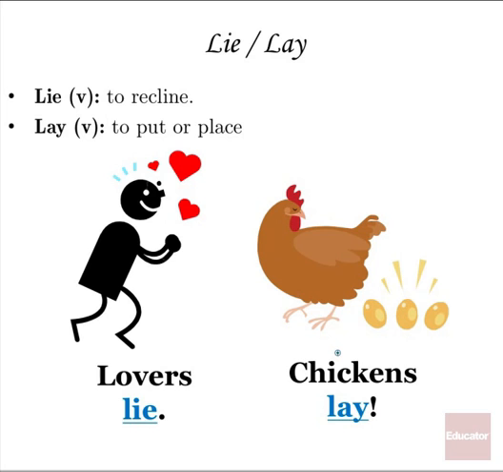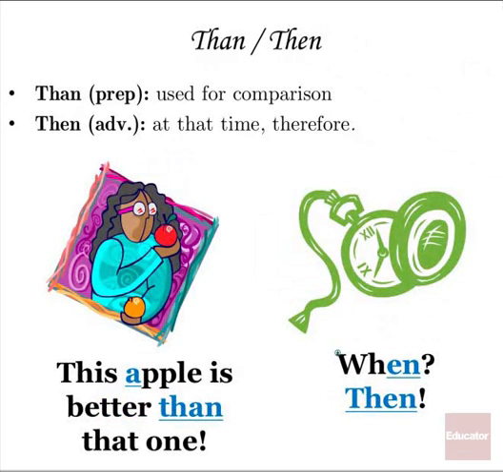So, if you're trying to decide whether you are lying or laying, next time you say, I'm going to go lay down, ask yourself, am I a chicken? You're not a chicken. You're going to go lie down. Lovers lie, chickens lay.